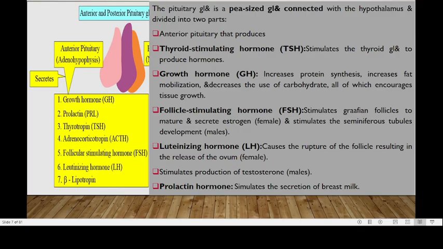Well, the adenohypophysis produces a number of hormones. Of course, on our left, we can just remind ourselves that we have the growth hormone, the prolactin hormone, the thyrotropin. We also have the adrenocorticotropin. We also have the follicle-stimulating hormone, luteinizing hormone, and the beta lipotropin.